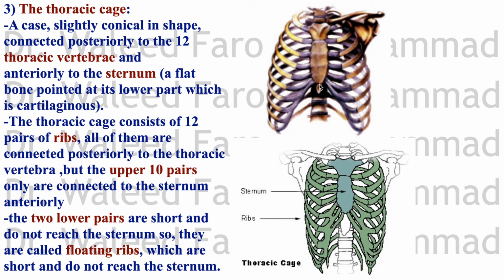Okay, the thoracic cage has 12 pairs of ribs. Now 12 pairs. So how many ribs? 24. Don't get confused. 12 pairs, meaning 24 ribs. All of them are connected posterior to the thoracic vertebra, but only the upper 10 reach the sternum. The lower 2 do not reach anteriorly, do not reach the sternum. So they are called the floating ribs.